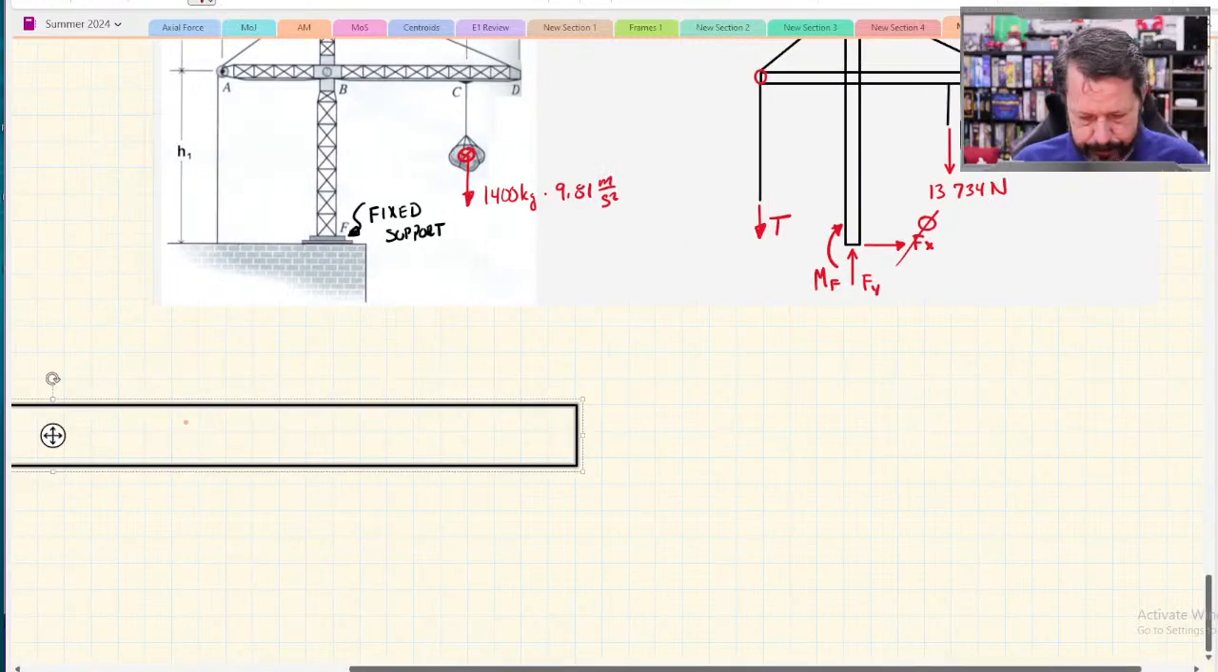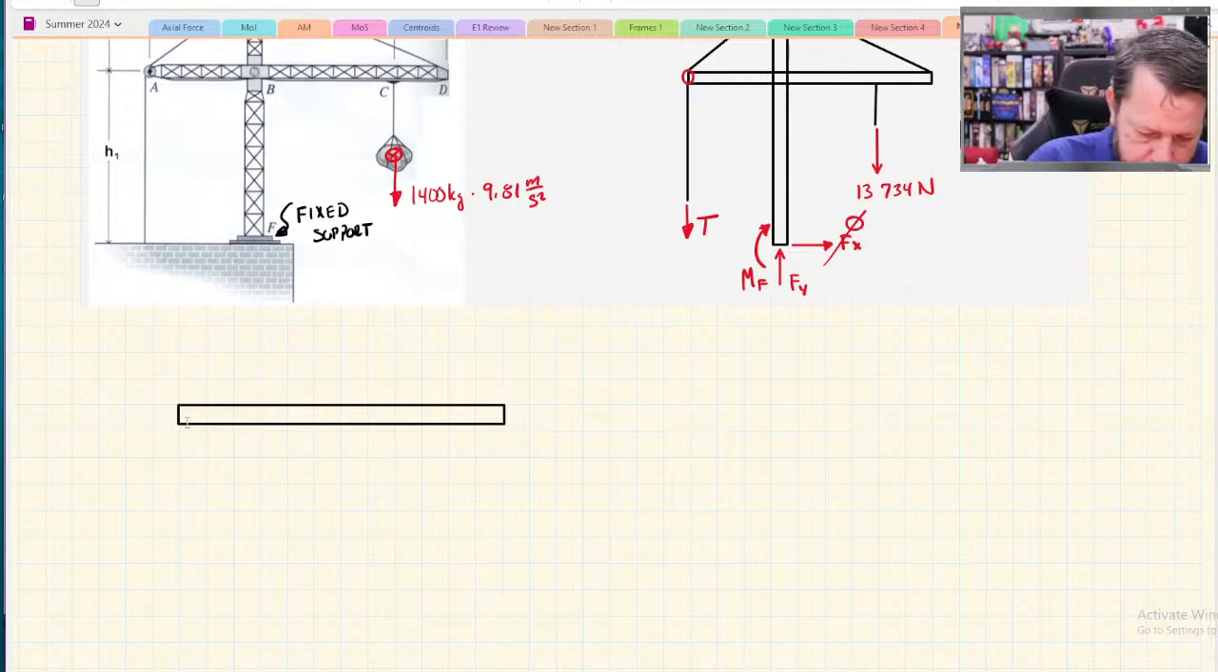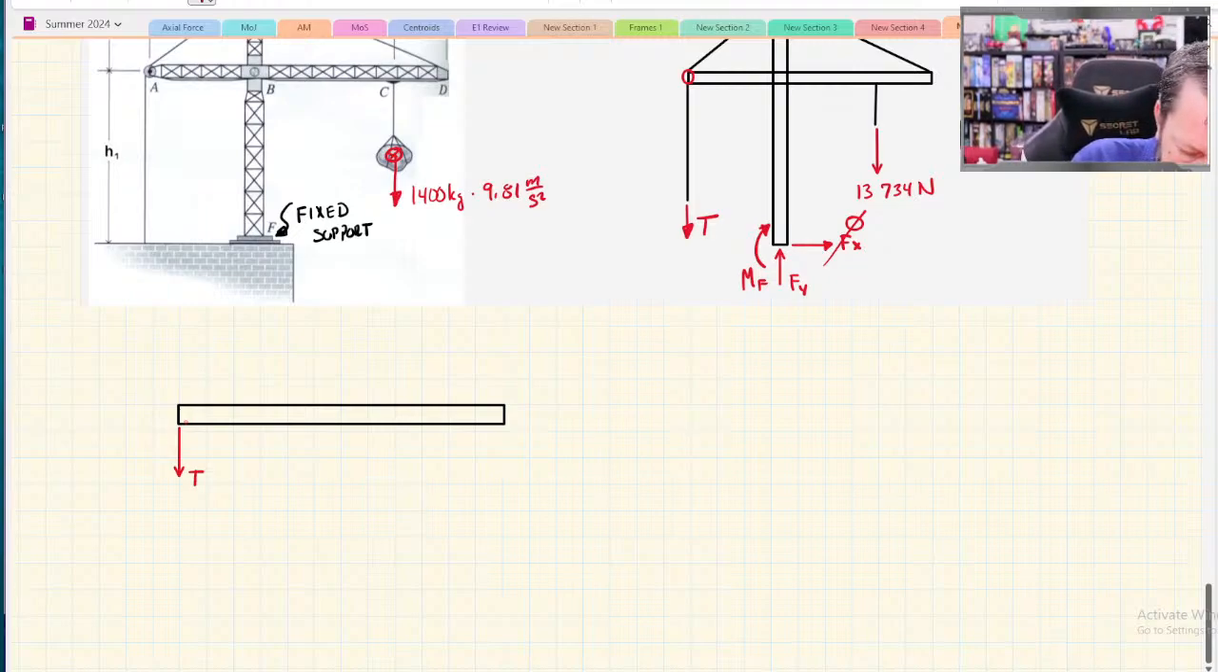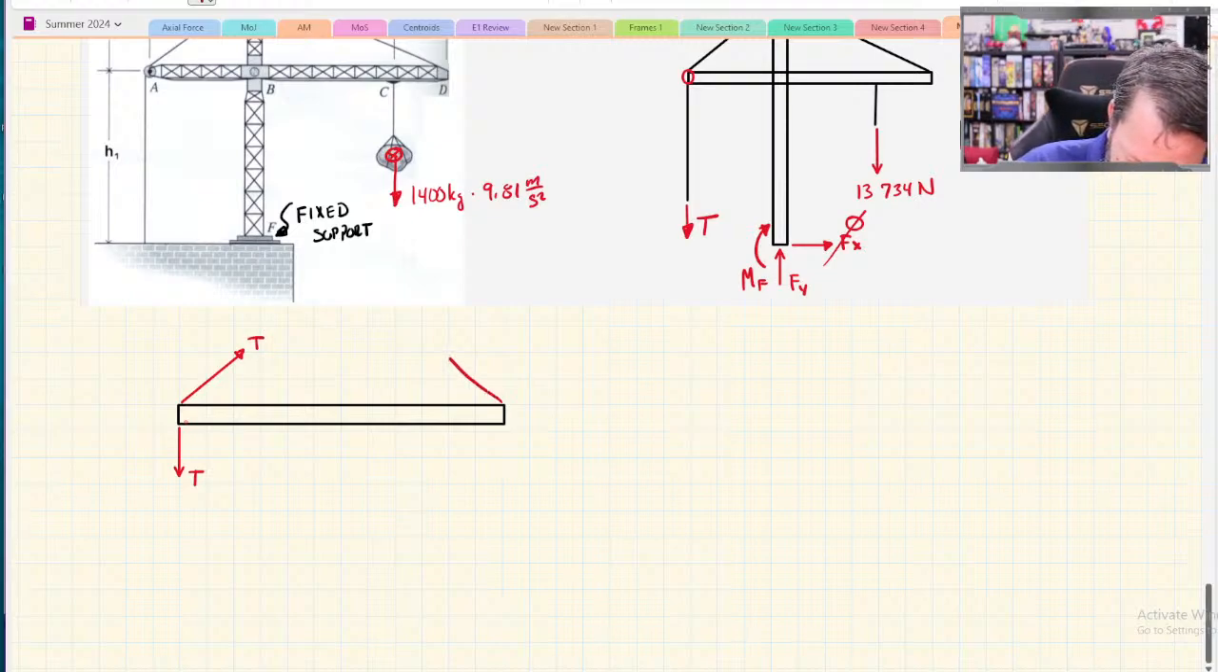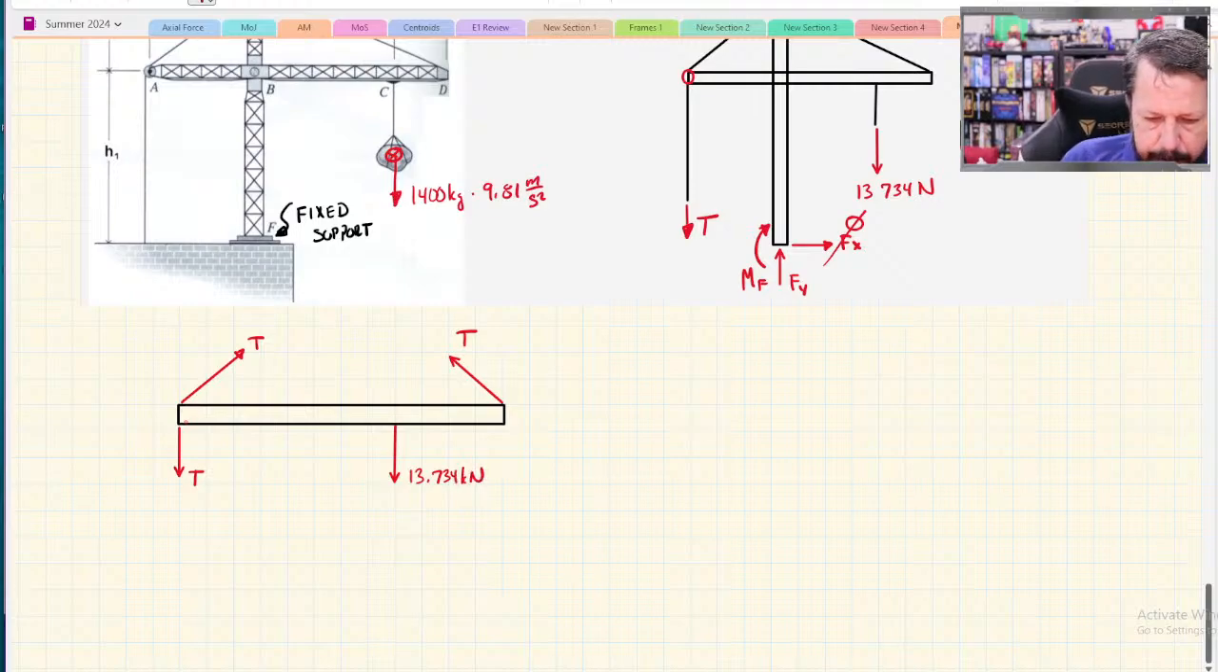Oh, whoa. I was not doing what I thought I was doing. That's the tension in the rope. That's the tension in the rope. That's the tension in the rope. That is my 13.734 kilonewtons. And then B is a pin.